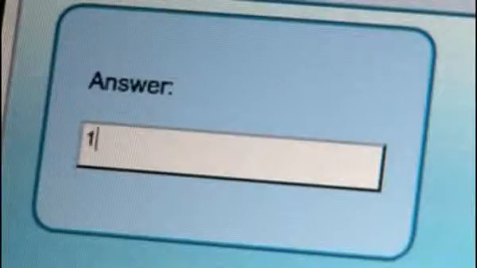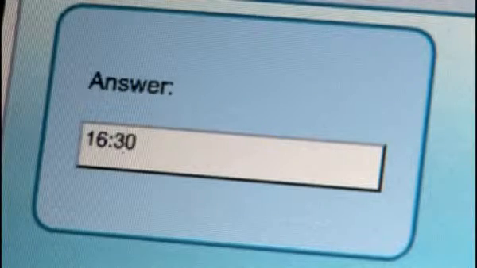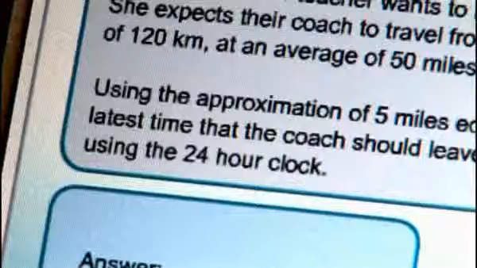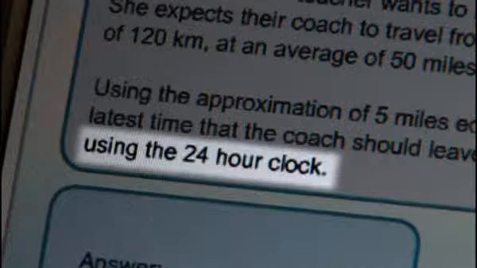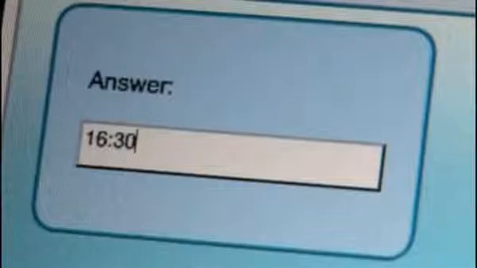And then we put the answer in the answer box. Remember, if you put the answer as 4:30 p.m., you will not get the answer correct, because the question is asking you to give your answer using the 24-hour clock. So you must use the numbers 1630. Remember, in this section you can leave a question unfinished to go on to the next, and then go back to it later. So it's a good idea to allow about 2 minutes for each question, and then move on.